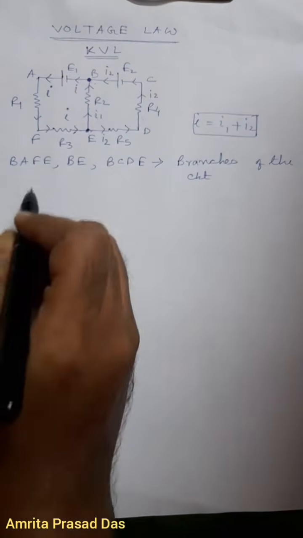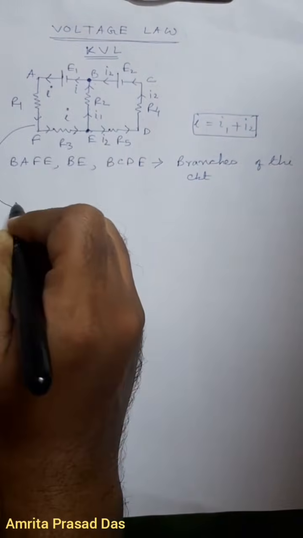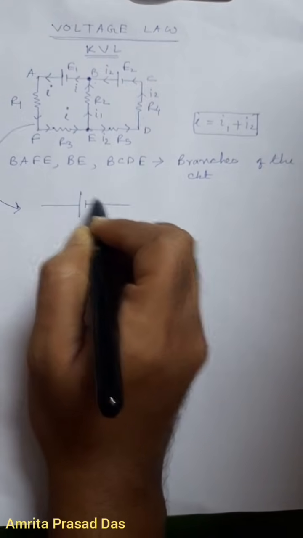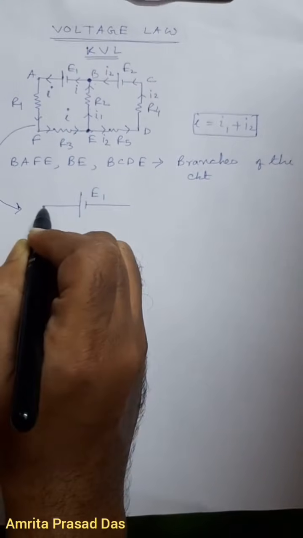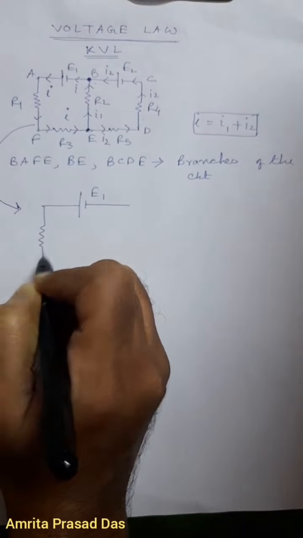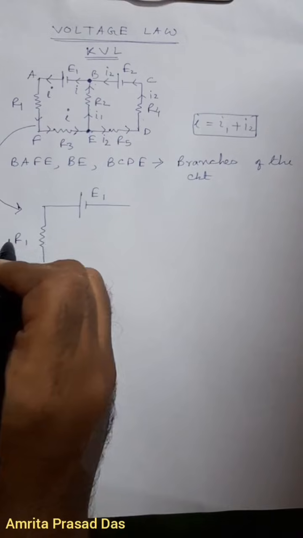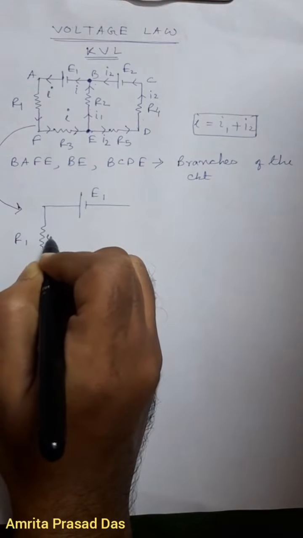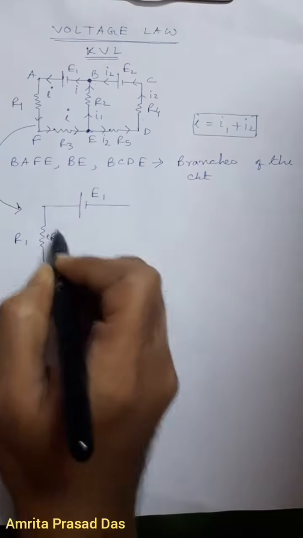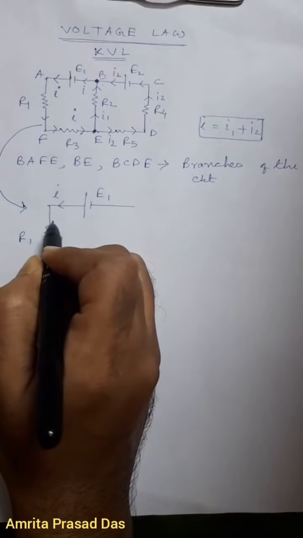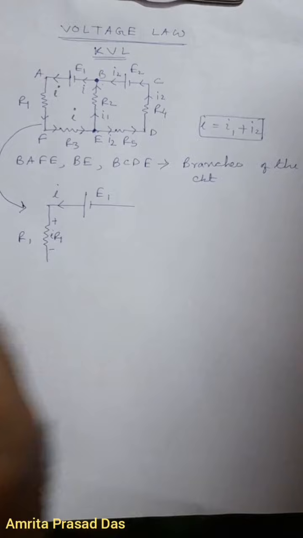Now suppose we concentrate on this loop. There is a cell E1, there is a resistance R1 across which the potential difference is I R1, and current is flowing in this direction according to my diagram. Therefore this is a high potential point, this is a low potential point.